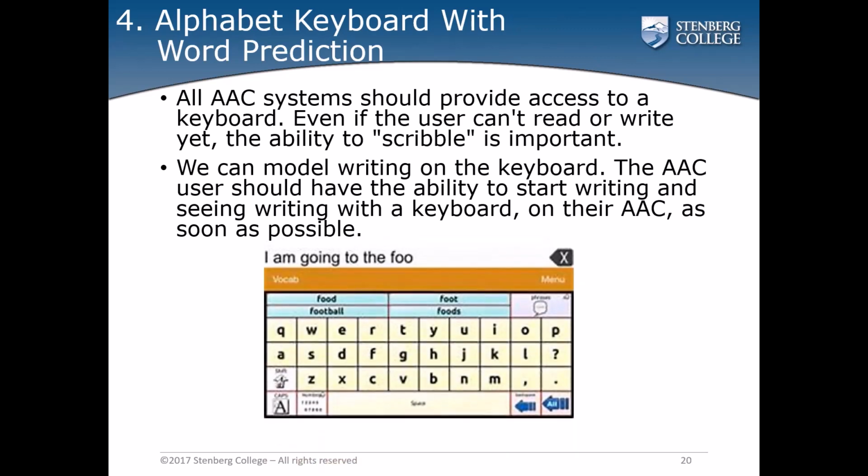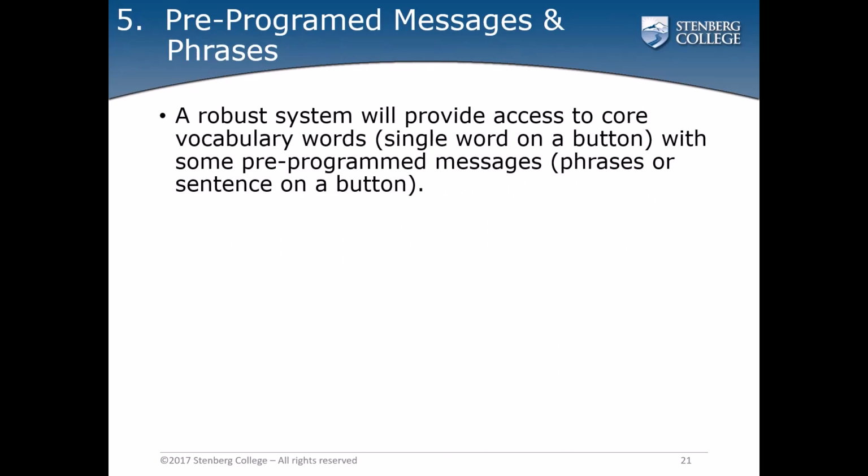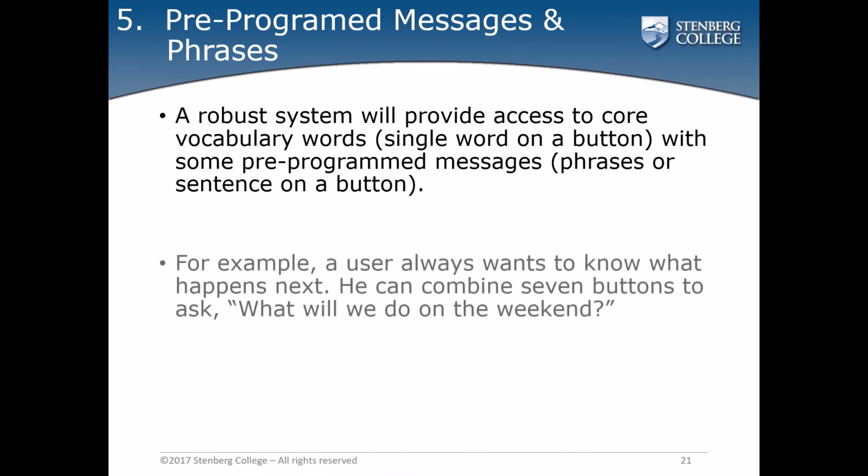Here's an example of a keyboard on an AAC device with predictive text. A robust vocabulary will have some pre-programmed messages and phrases. So a robust system will have access to core vocabulary words. This is when each button has a single word, and some pre-programmed messages. And this is when a button might have a phrase or a sentence on it.